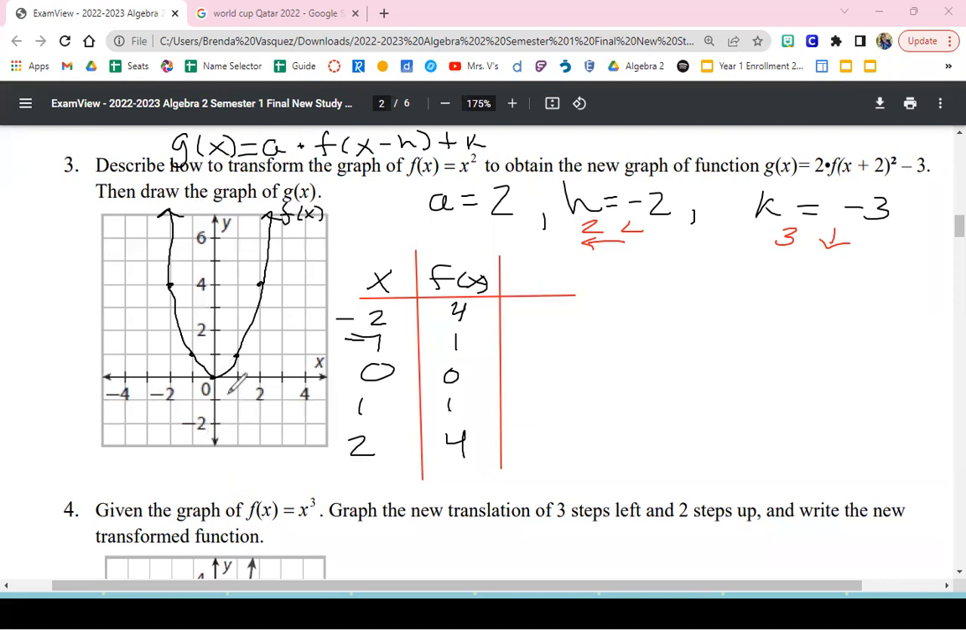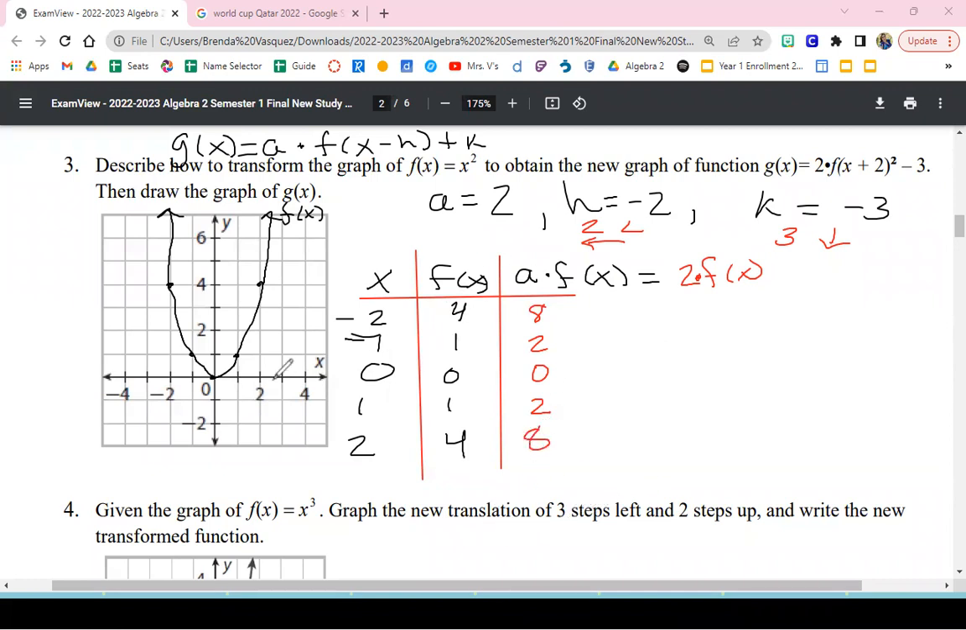All right, now let's go ahead and do the a of x. A times f of x. What is my A? 2. It's my first case. I need to multiply all of my f of x values by 2. So what are my f of x values? 4. 4 times 2 is 8. 1. 1 times 2 is 2. 0. 0 times 2 is 0. 1. 1 times 2 is 2. And 4. 4 times 2 is beautiful 8.